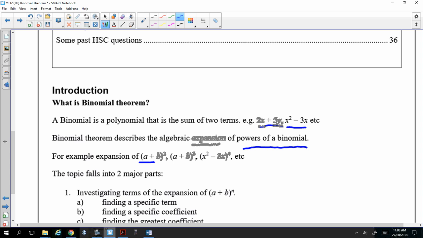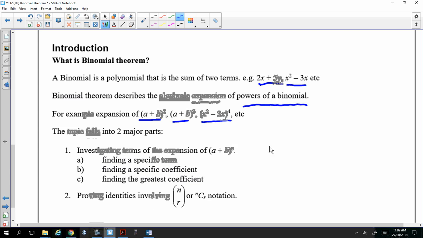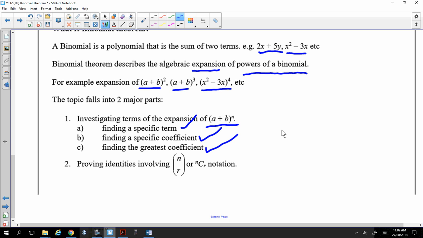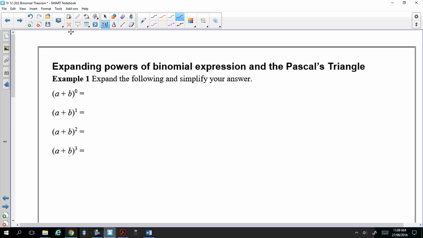So we want to expand expressions like these. This topic falls into two major parts. After we expand, we want to find a specific term, finding a specific coefficient or the greatest coefficient. The second part of the course is to prove identities involving this, which you will learn later. All right, let's move on to the first part. Let's start expanding, and see if we can find some formulas.